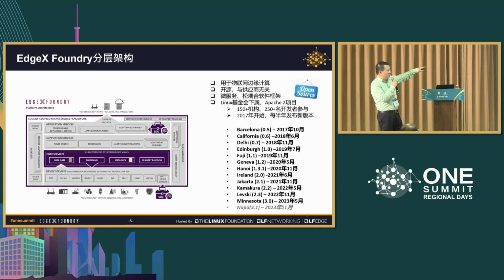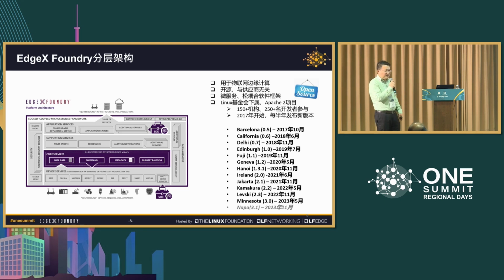While on the north side, the different cloud platforms, provided by different CSPs, right? Using different protocols. Everything inside the purple box is about EdgeX Foundry. All right, the 4 different layers.